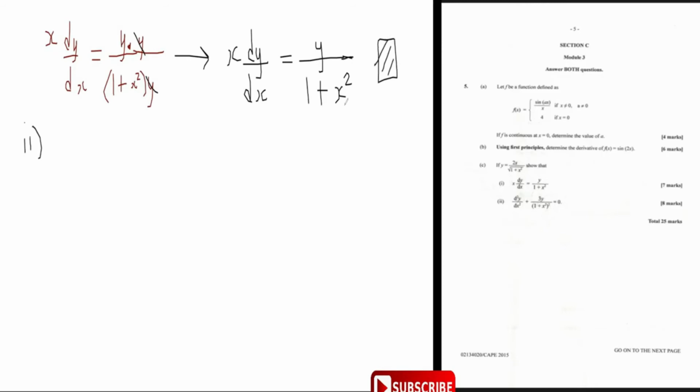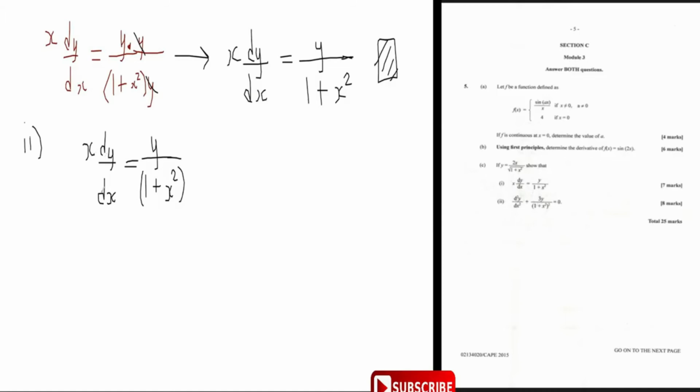All right. Okay, so for part 2, it's a second derivative question. Anytime I prove something, I like to start with what I already proved. So I just proved that x dy by dx is equal to y over 1 plus x squared. So I'm going to start with that. X dy by dx is y over 1 plus x squared.